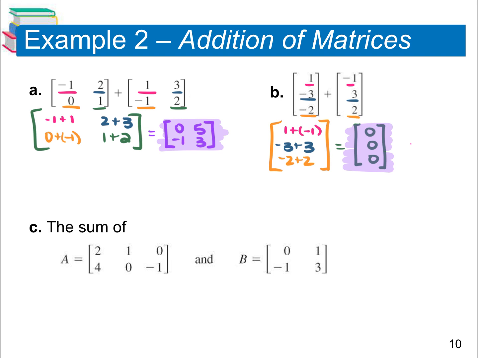If we look at example C, it tells you to find the sum of A and B. A is that 2, 1, 0, 4, 0, -1. This matrix has dimensions of a 2 by 3. B is that 0, 1, -1, 3. That matrix has the dimensions of a 2 by 2. These two dimensions are not identical, so you have no solution for something like this.